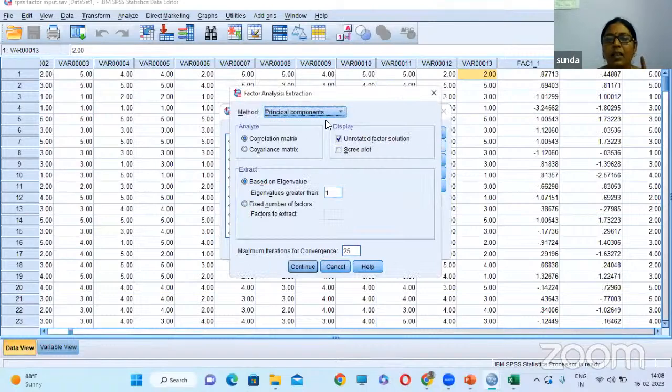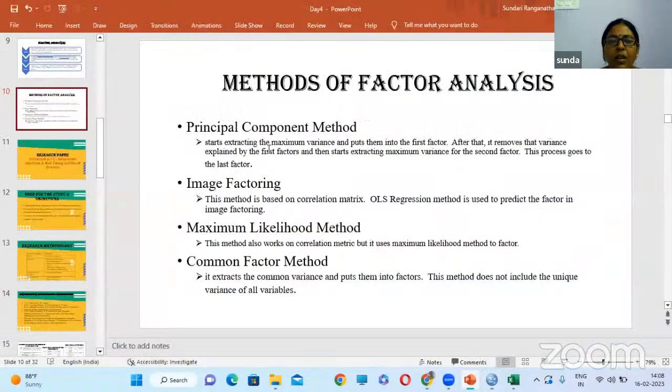And then the second thing is methods. There are different methods. Even here I have mentioned principal component method, image factoring, maximum likelihood method, and common factor method. These are all various methods of doing your exploratory factor analysis.